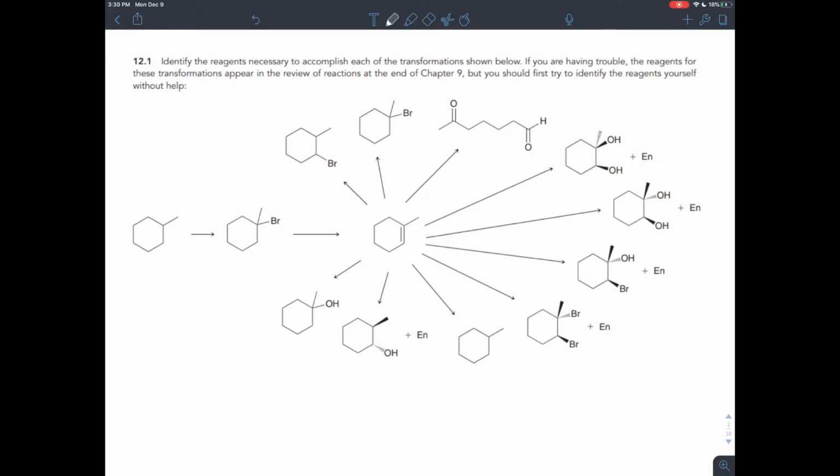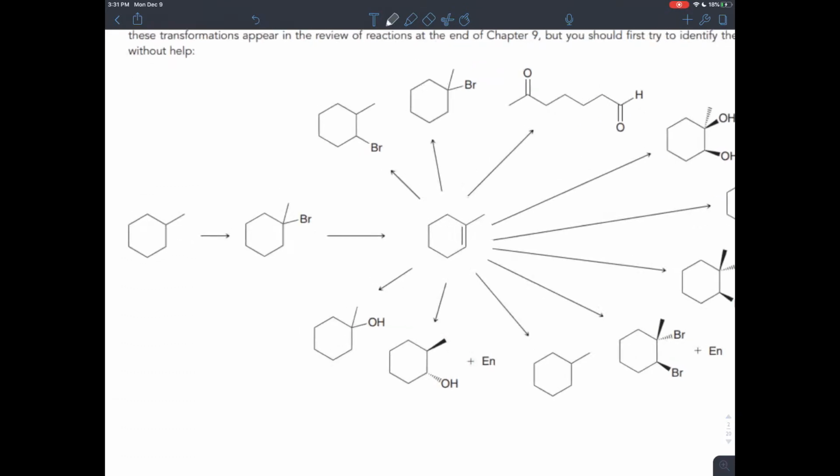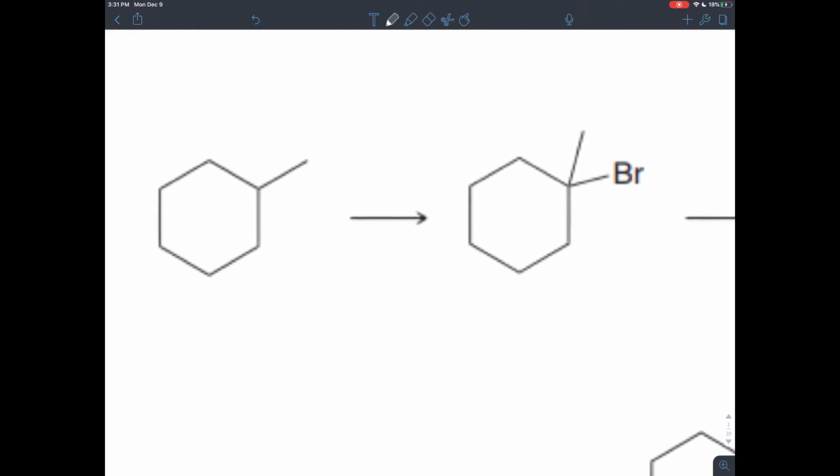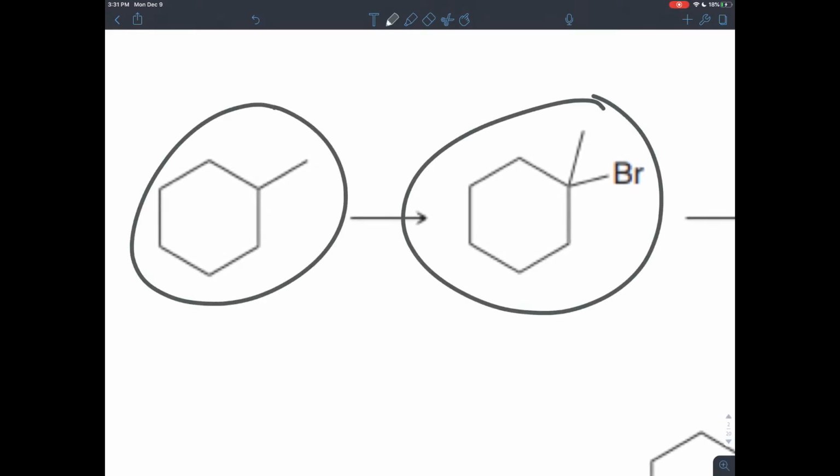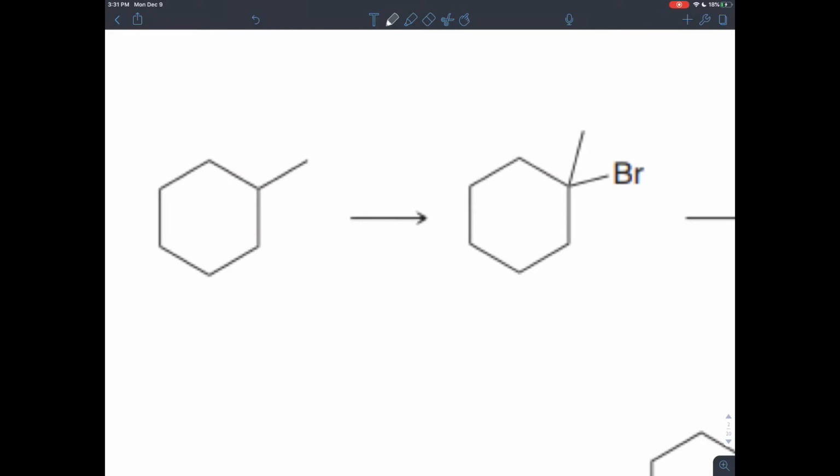Exercise 12.1 is really a review of the alkene addition reactions. So I would encourage you to go back to that recipe list, try to memorize those, learn those by heart, and then approach this problem. There's just one exercise here that's new. That's turning an alkane into a haloalkane. How do you add a halogen onto a hydrocarbon?